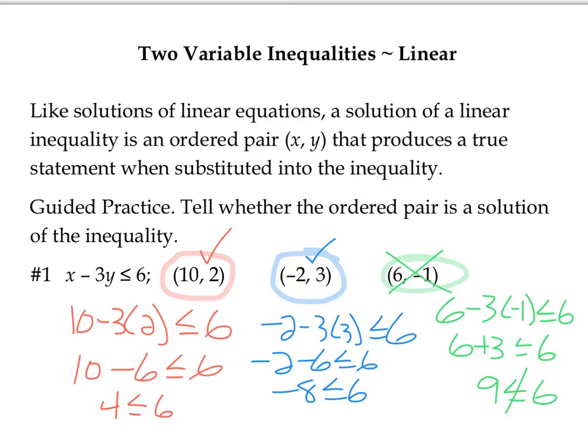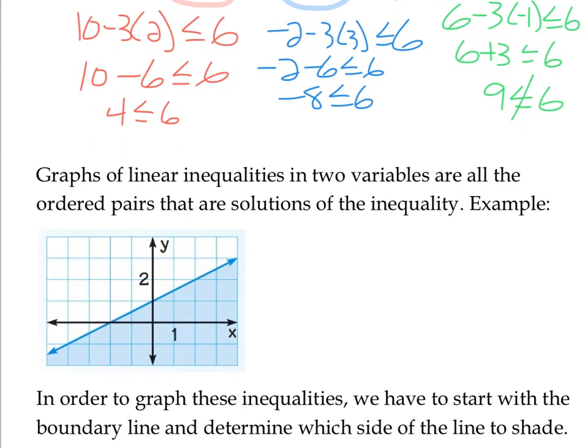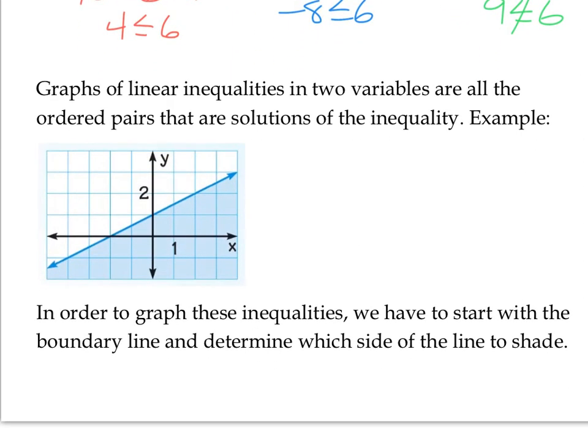So there can be multiple points, ordered pairs, that are solutions for the inequality. What does that really mean, and what does it look like? Well, let's check that out. The graphs of linear inequalities in two variables are all the ordered pairs that are solutions of the inequality, and it's going to look something like what you see on your screen here. You're going to have a line drawn, and then we're going to do some shading. The part that's shaded is the solutions. So all of these points here would be solutions for whatever inequality we're dealing with in this particular problem.